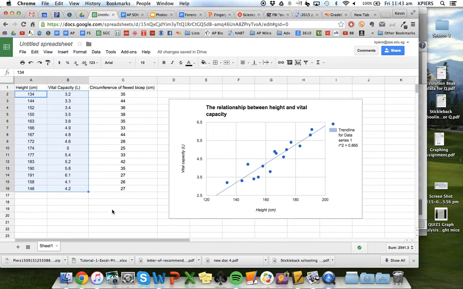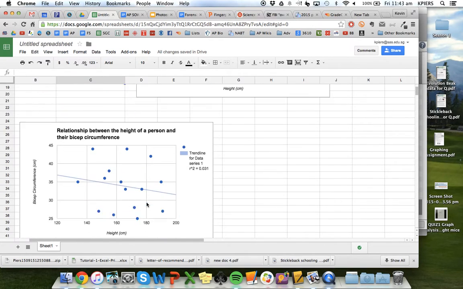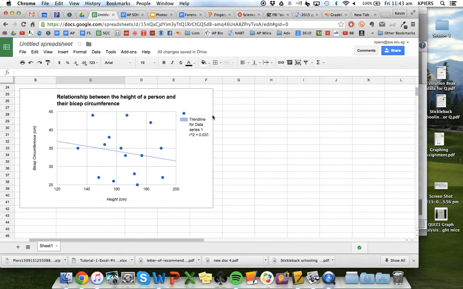Now, if I wanted to do the same thing with the circumference of a flexed bicep, so I want to say, hey, do taller people have bigger biceps? I would highlight this, and then holding down the command key on an Apple keyboard, you can click and drag and just highlight this data. And you can go ahead and do the exact same thing. Now, I've gone ahead and done that down below, so I can show you the graph here.